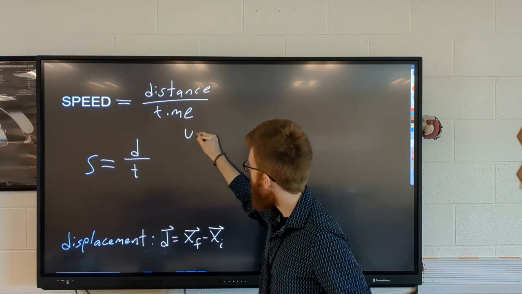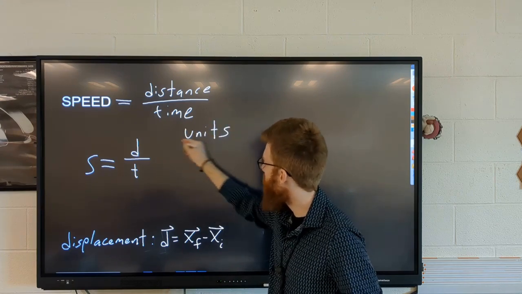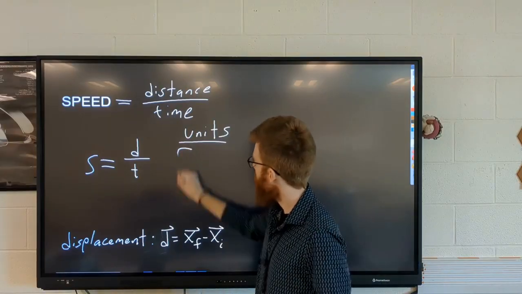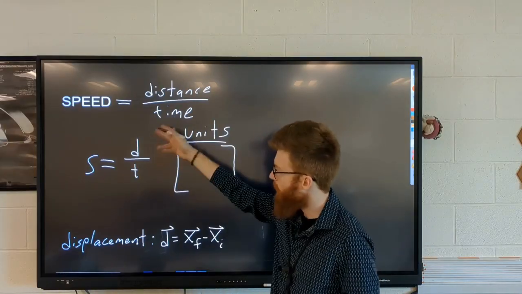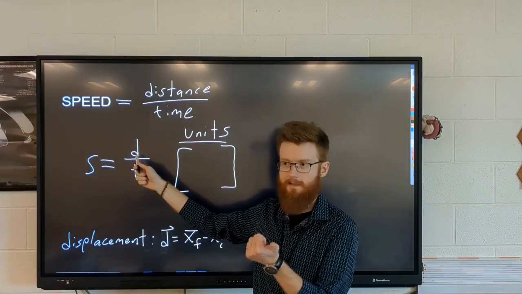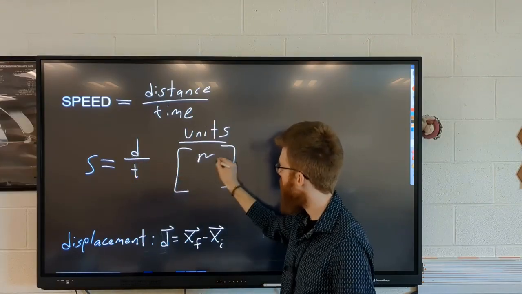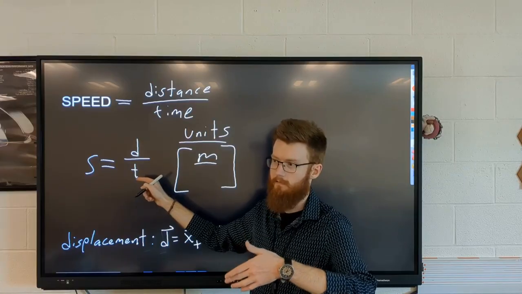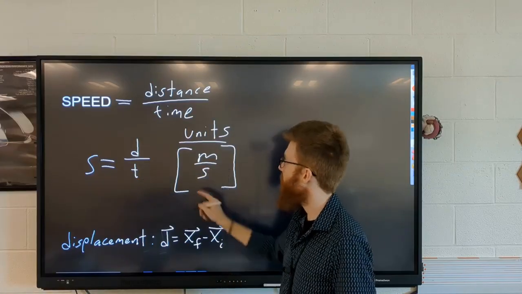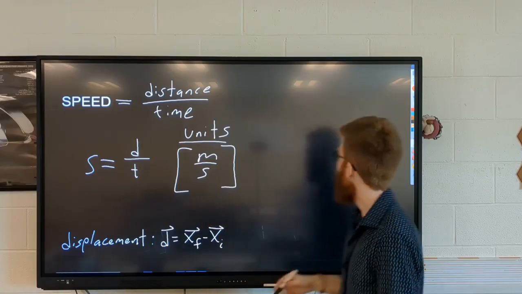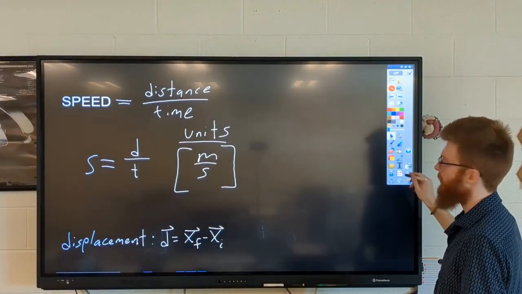And the units for that, the SI units or the scientific units that we'll all be using, come from really the equation right here. We've already talked about how distance in science is measured in meters, and time in science is measured in seconds. So for speed, the units would be meters per second. All right, so let's run through a quick example on that.